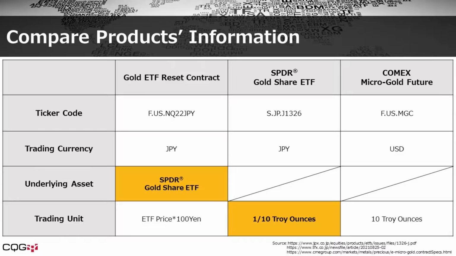Also, when comparing the contract sizes, Gold ETF underlies the SPDR Gold Share ETF, whose contract size is roughly equivalent to 1/10 troy ounces, and Gold ETF's trading unit is 100 times the price of the ETF. Therefore, we can consider the contract size of Gold ETF to be about 10 ounces per contract. On the other hand, Micro Gold at COMEX trades 10 troy ounces per contract. Therefore, the trading ratio is 1:1.